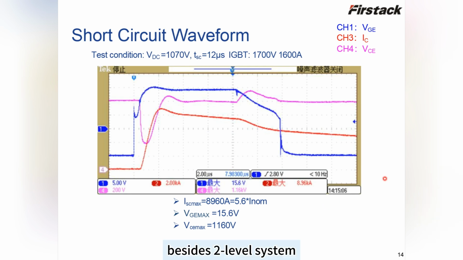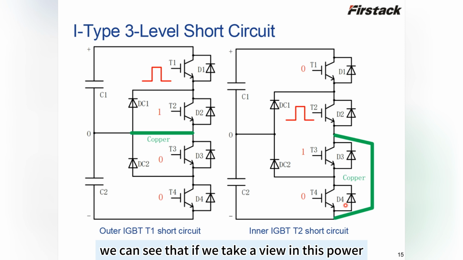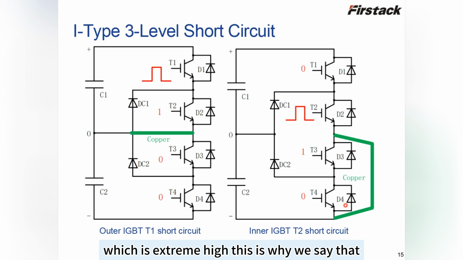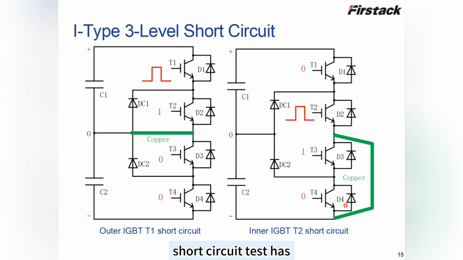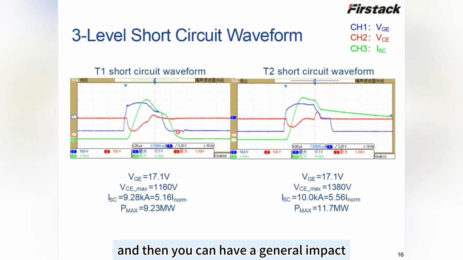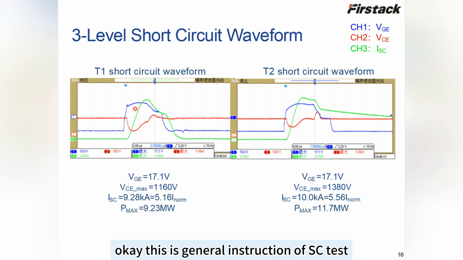Besides the two-level system, we have also mentioned a three-level system. Here in this slide, I also gave you samples of it. If we take a view of the power, it is at the megawatt level, which is extremely high. This is why we say that the short circuit test has potential risk and can damage our module. So you can take a look at this waveform, and then you can get a general impression of how the waveform should look. Okay, this is a general instruction of the SC test.